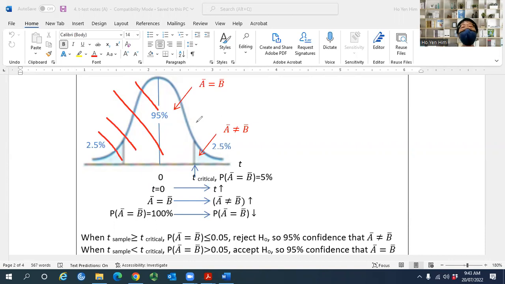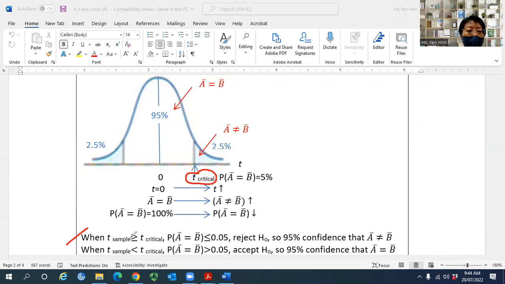So therefore, you look at the t-table. The t-table has all positive values because of this reason. So now, how do we make the conclusion? When the sample t-value is equal to or higher than the critical t-value, so this is the critical t-value, which is a cutoff point, where the probability of the mean of A equals the mean of B is exactly 5%. So this is a cutoff point.